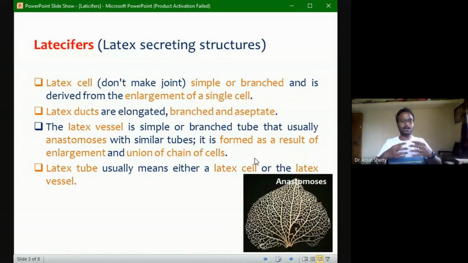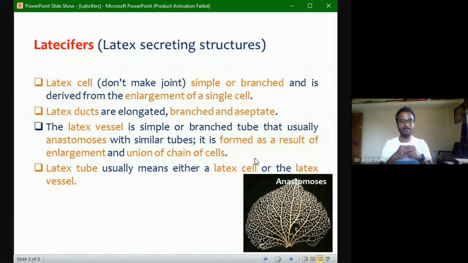A single cell will undergo enlargement and become what we call the latex cell. However, these latex cells, after the enlargement, may become branched also. They may even overlap each other, but they never get joined. Nothing but a single cell after enlargement may join in different patterns and overlap each other, but they never get attached to each other. So these are the latex cells.